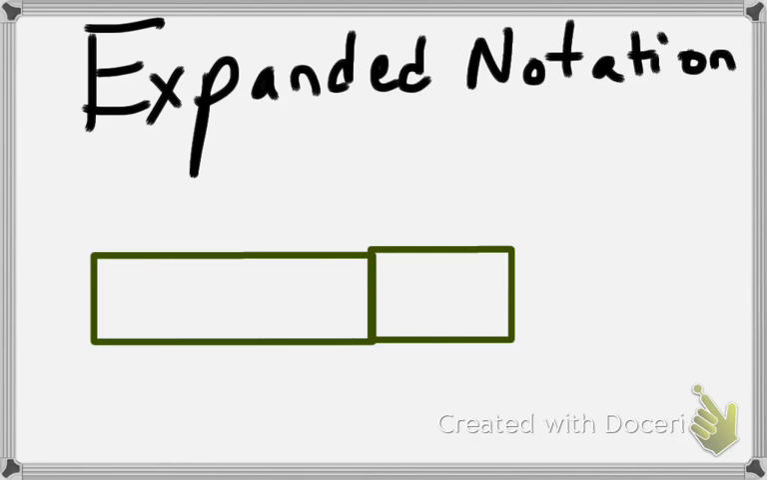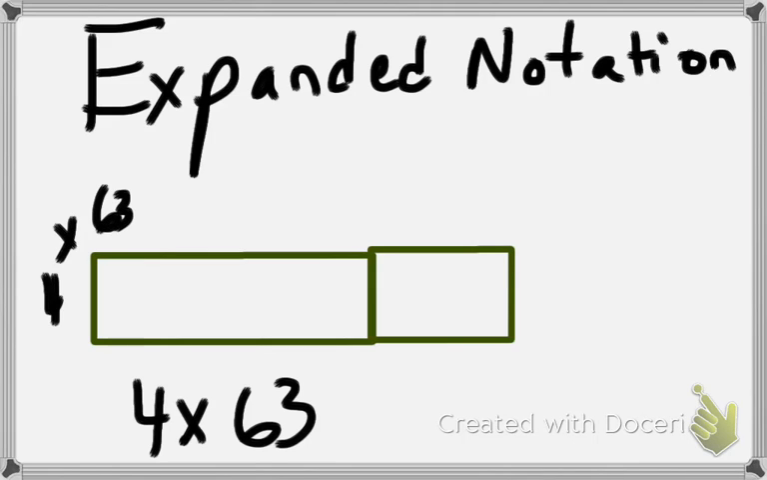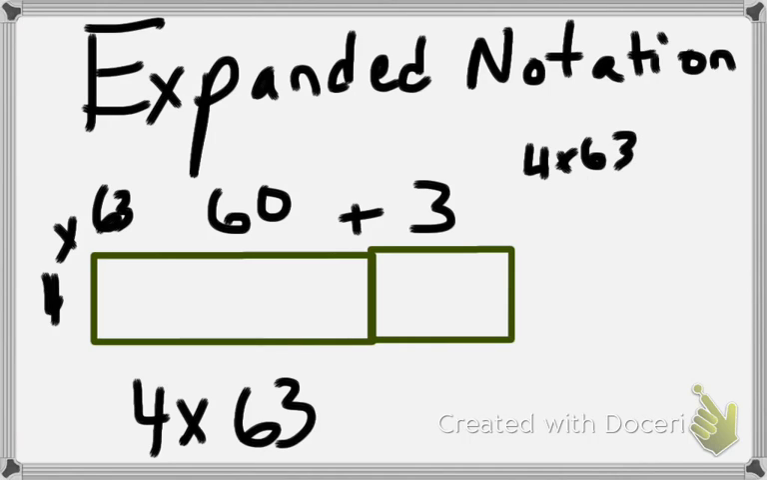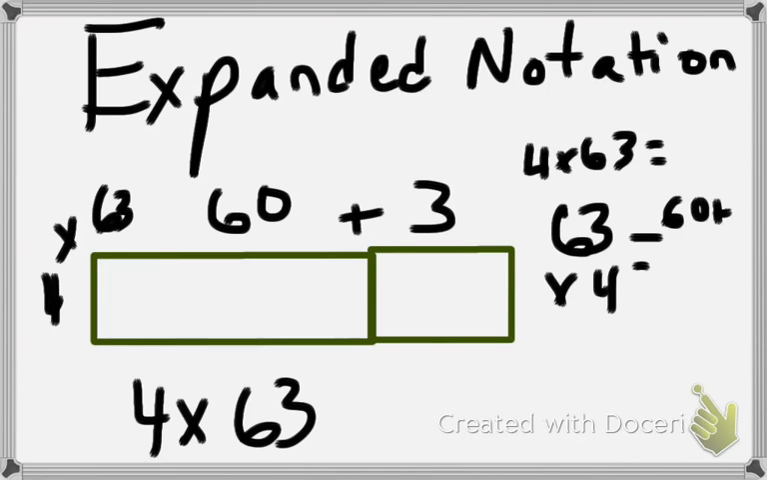The next method is expanded notation. We're going to continue with this 4 times 63. We're going to expand it into its parts, so 60 plus 3. Instead of doing most of the work within the boxes of the area model, I do most of the work outside. So 4 times 63 is the same thing as 63 times 4, which equals 60 plus 3 times 4.